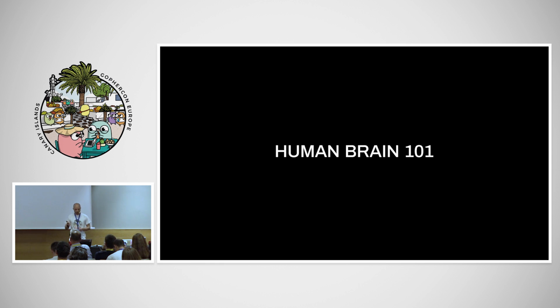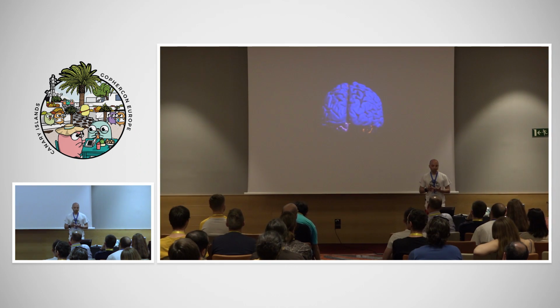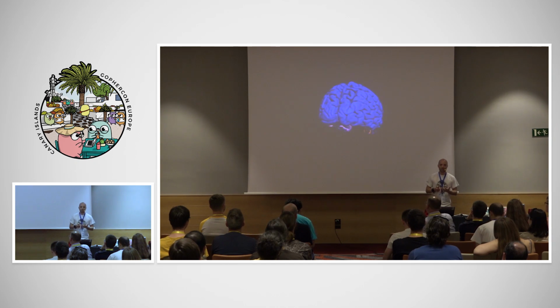So let's do a very, very quick brain 101. The human brain consists of 90 billion neurons and around 1 trillion connections, and it's the most complex object in the solar system. So no way it can be explained easily.